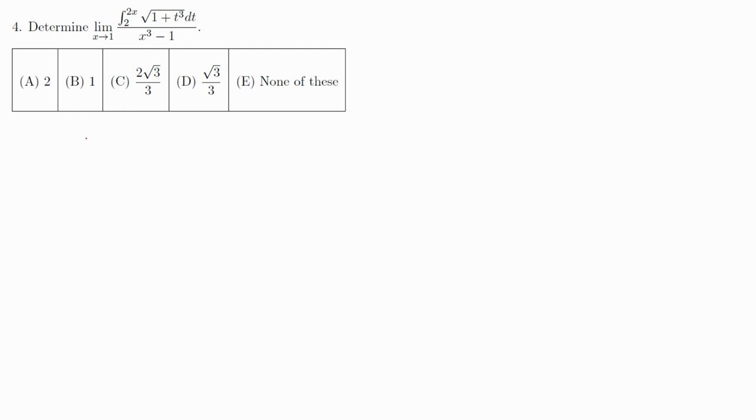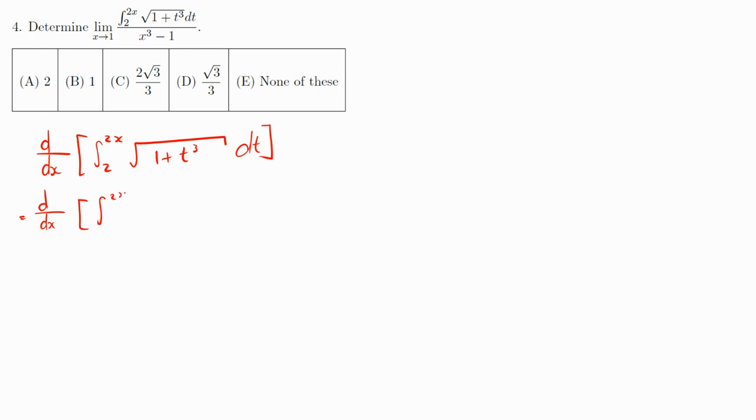Now let's go do the top one first because that's an integral. And we want to differentiate this integral. Okay, so we know now that this inside function in the integral is just a function of t. It describes something with t.